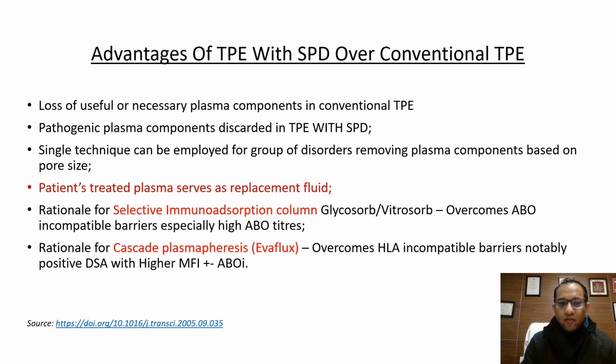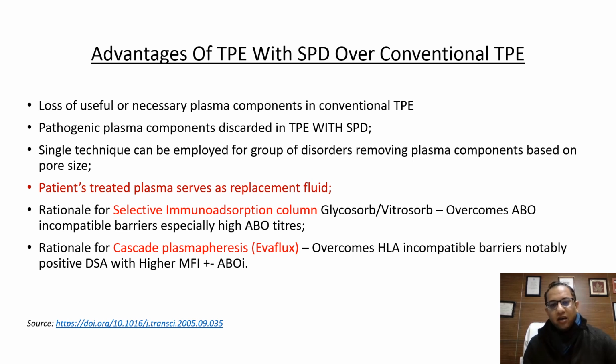Similarly, what is the rationale for selective immunoadsorption column? It is basically used for ABO incompatible transplants where you have to overcome this ABO titer. So you have to reduce the titers. This selective immunoadsorption column has carbohydrate antigens coated to it, and it's going to absorb those antibodies. So it is very selective. It reduces the plasma titers, and that's how it functions.